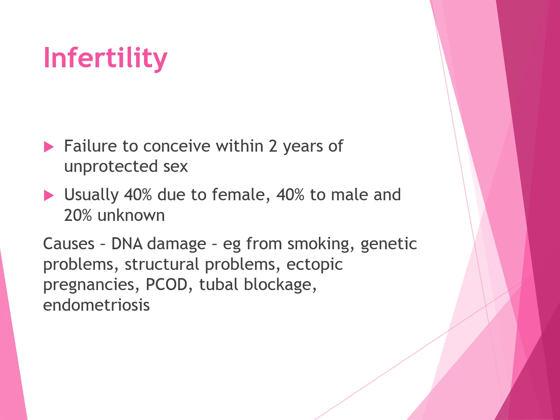Infertility is a failure to conceive within 2 years of unprotected sex. Nowadays, it is 1 year. Within 1 year, they start taking treatment. Don't immediately take hormonal treatment. Usually 40% is due to the female, 40% due to the male, and 20% is unknown. The unknown is good for us because in unknown there is no diagnosis, and then yoga is 100% helpful.